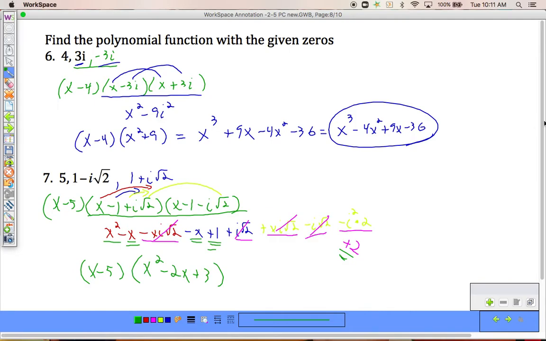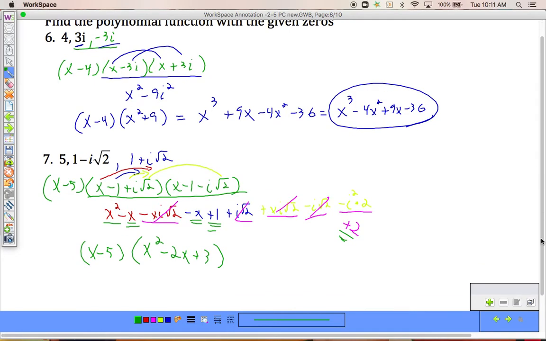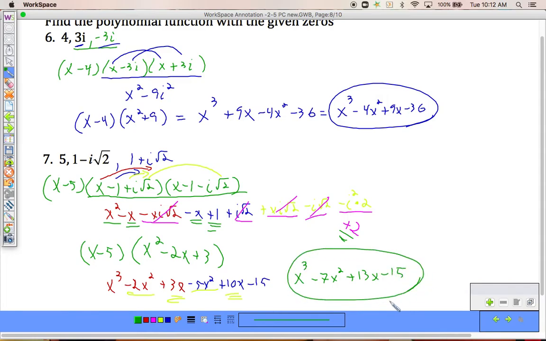Now, when I FOIL again, x to the third minus 2x squared plus 3x minus 5x squared plus 10x minus 15. X to the third minus 7x squared plus 13x minus 15. And that's my function. Not difficult, just easy to make a careless mistake.